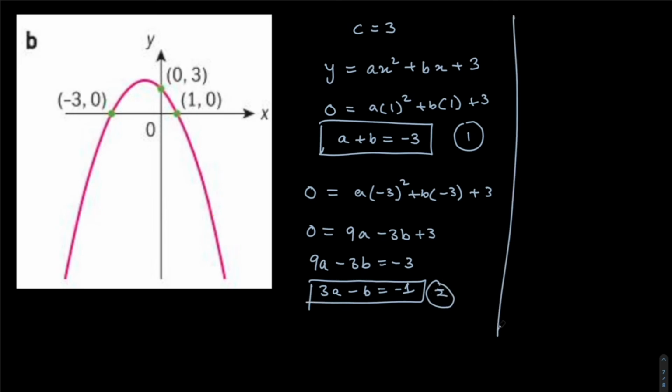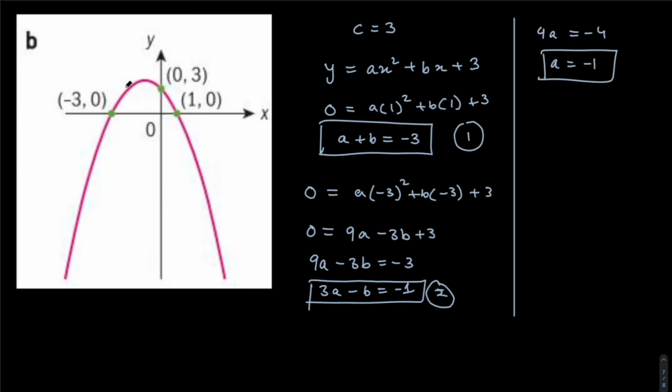So now, if I add them both, if I add equation 1 and equation 2, what I'm going to get is 4a is equal to minus 4, and a is equal to negative 1. And I know I'm on the right track because it's a downward facing parabola. My a is also negative, it's less than 0, so I know I'm on the right track.